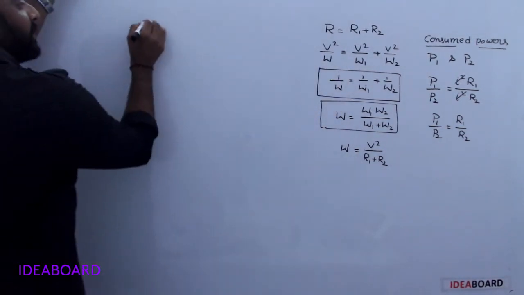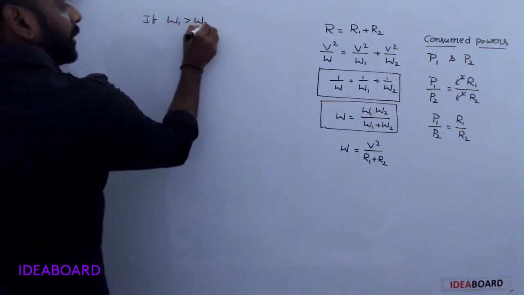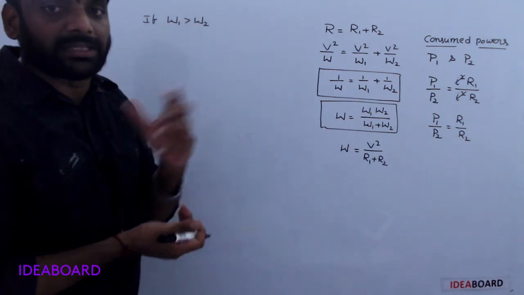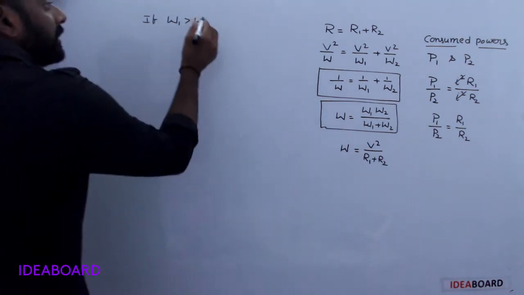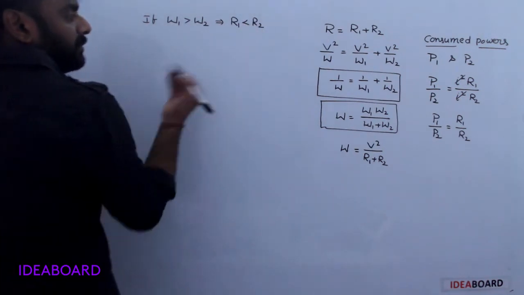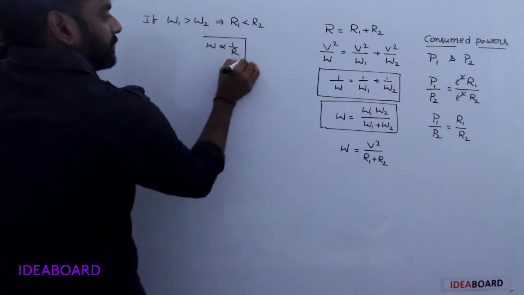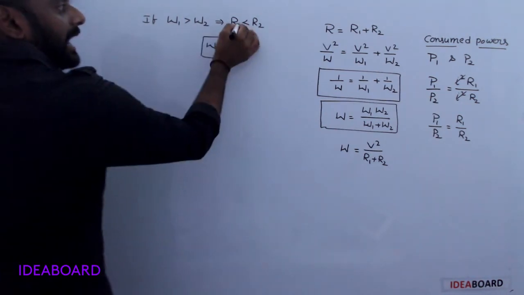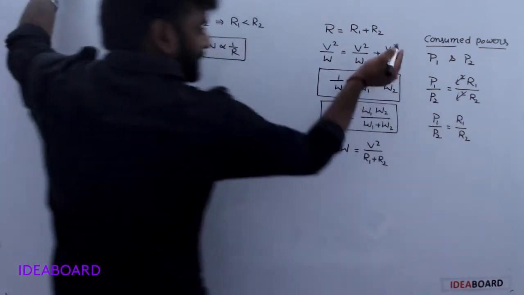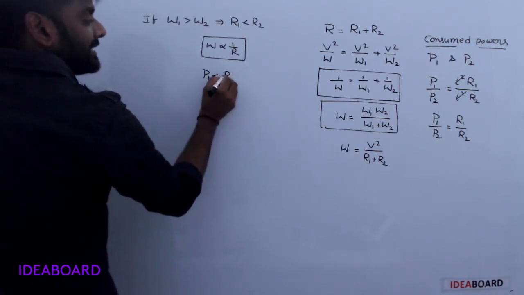Here, if W1 greater than W2, that means first bulb wattage is more compared to second bulb wattage. Understood? Okay. Based on this one, R1 less than R2. Why? Wattage is inversely proportional to R. R1 less than R2 means here power is directly proportional to resistance, consumed power. That means P1 less than P2.